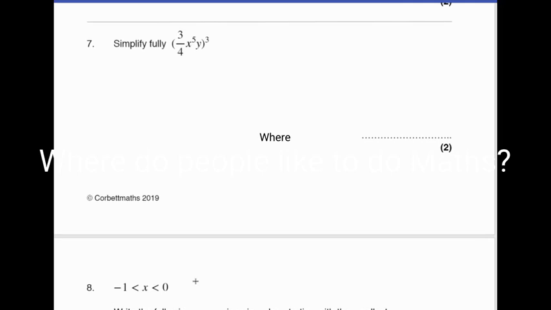Hello guys, I hope you are doing well. Here we're going to continue our second part of the series on index laws, with a bit of application.